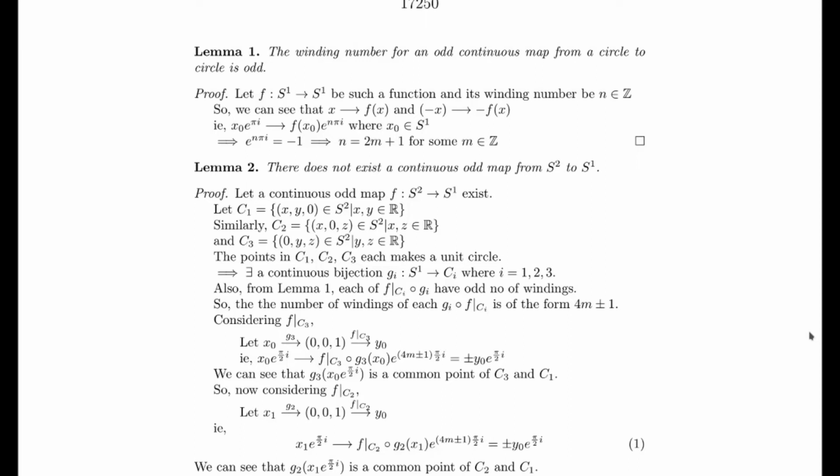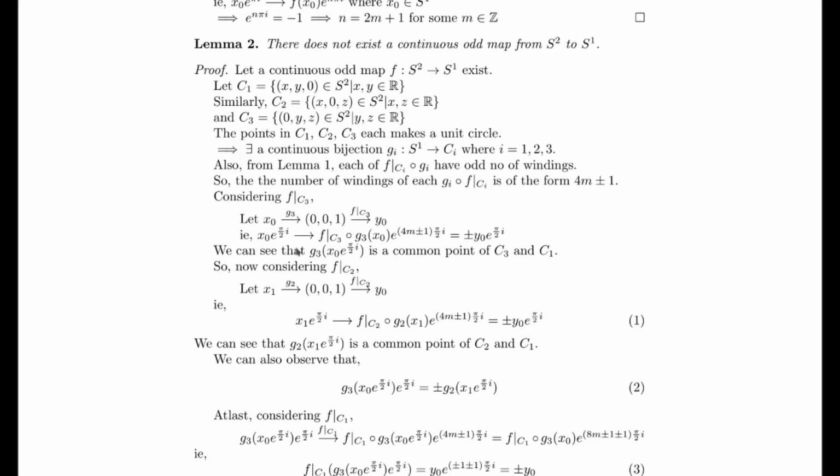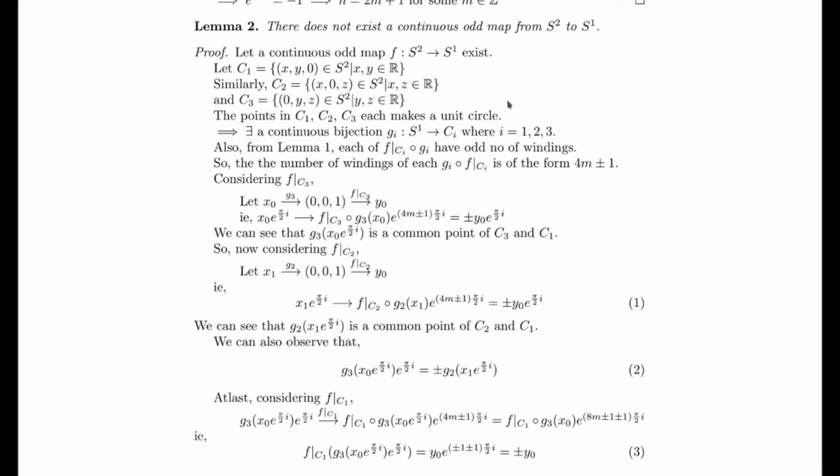As f is an odd function, minus x should map to minus f of x, and a pi rotation of x0 should map to an n pi rotation of f of x0, because the winding number is n. So e raised to pi i is minus 1, and minus x0 should map to minus f of x0. So e raised to n pi i should be equal to minus 1, which implies n should be an odd number. So that out of the way, we can continue to our next lemma.